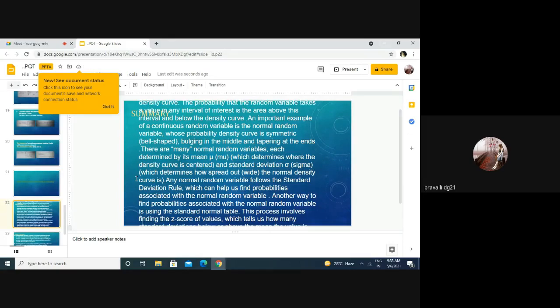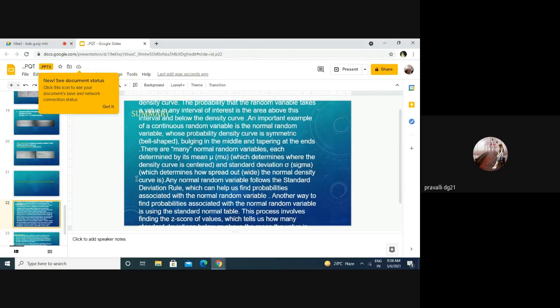The probability that a random variable takes a value in any interval of interest is the area above this interval and below the density curve. An important example of a continuous random variable is the normal random variable whose probability density curve is symmetric, with a bell shape, bulging in the middle and tapering at the ends. There are many normal random variables, each determined by its mean and standard deviation.